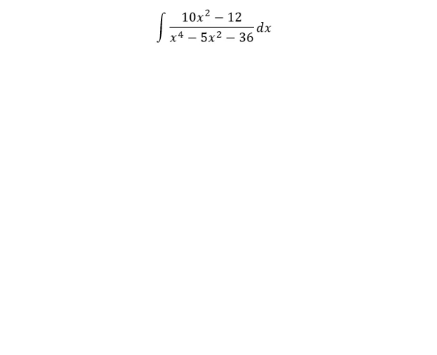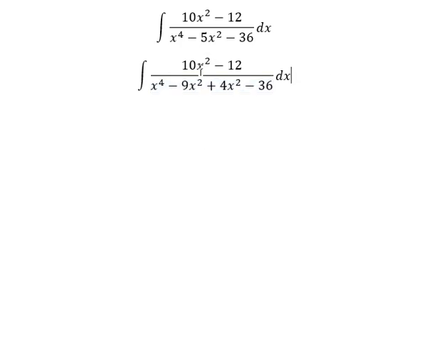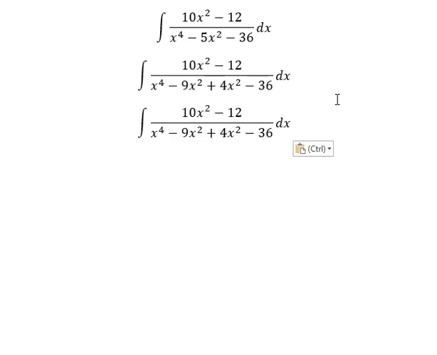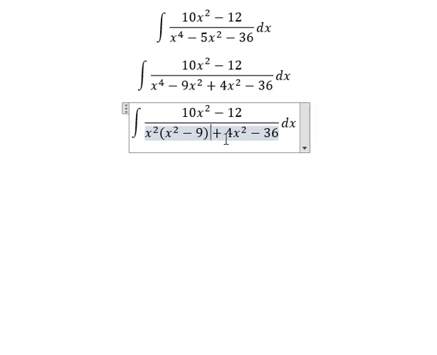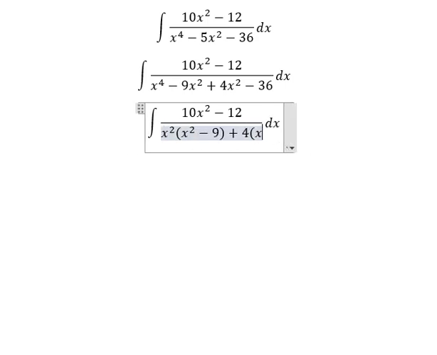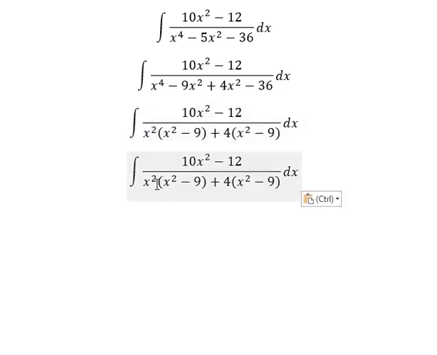The topic is about integration. Now I want to show you how to answer. About negative 5x squared, we put negative 9x squared plus 4x squared. Next, we can do factorization by x squared, and we have number 4. Next, we can do another factorization by x minus number 9.